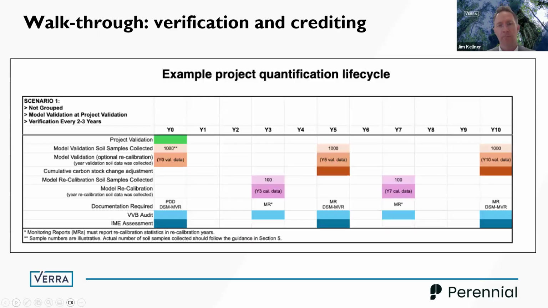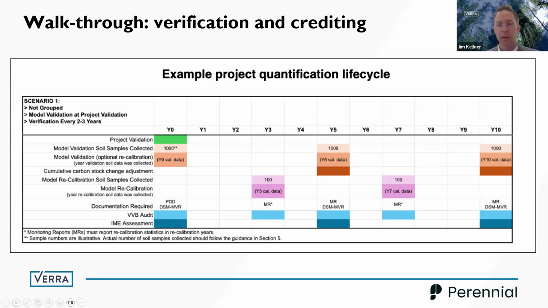Next slide, please. Okay, so here's one example of a project quantification lifecycle. We have different things that happen here represented in rows, and then we have years across the columns. So for example, you can see in year 0, project validation occurs. That's the green box, and the model is validated and soil samples are collected. That's the light pink box, and it says there 1,000. So what we're saying is that 1,000 physical soil samples would be collected here to calibrate a model.